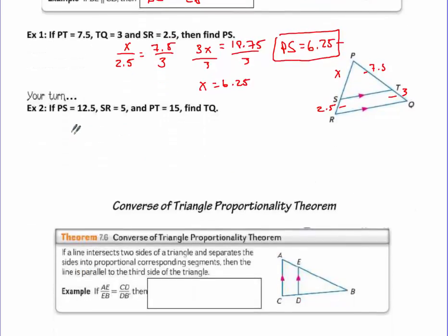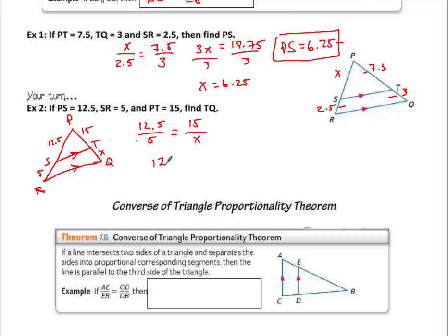Another example, same problem. I'll redraw the picture a little bit. Okay, so we have P, T, Q, R, and S. You want to get used to being able to redraw these pictures. So it says PS is 12.5, SR is 5, PT is 15, and I want you to find TQ, which is right here, TQ. So we have 12.5 over 5 equals 15 over x.